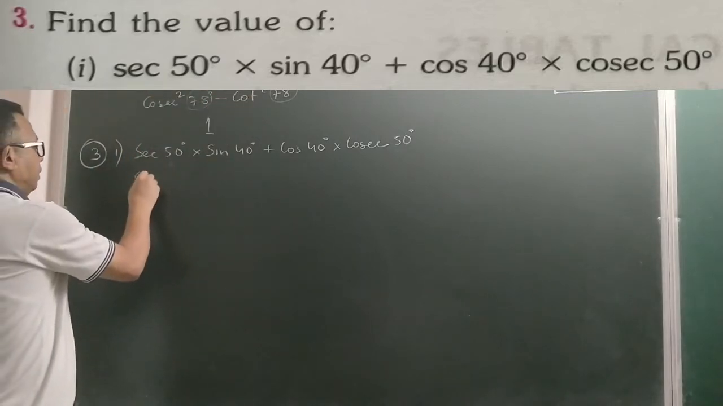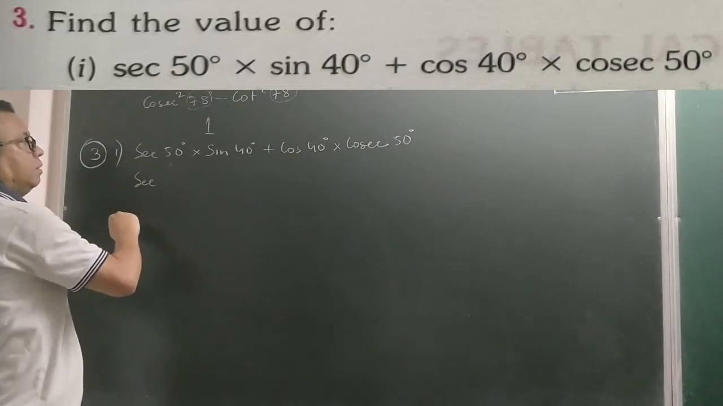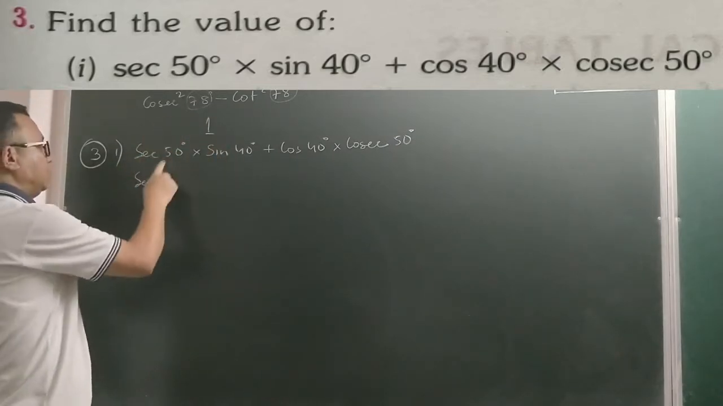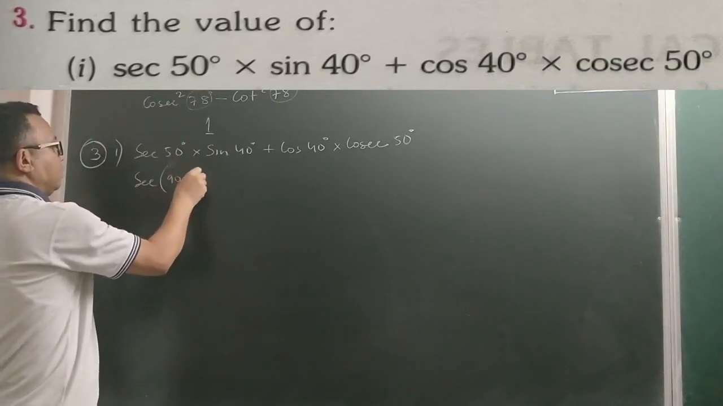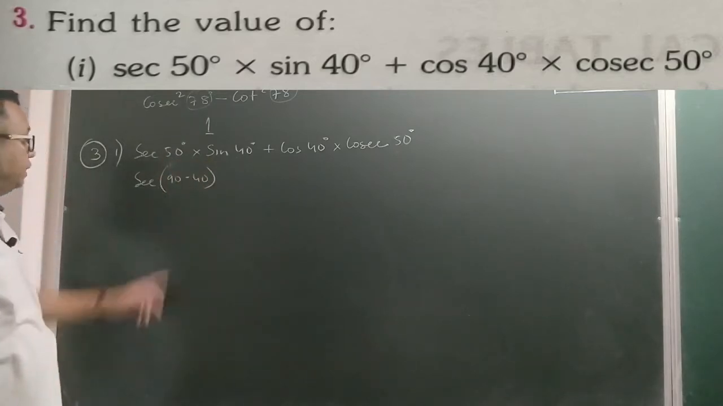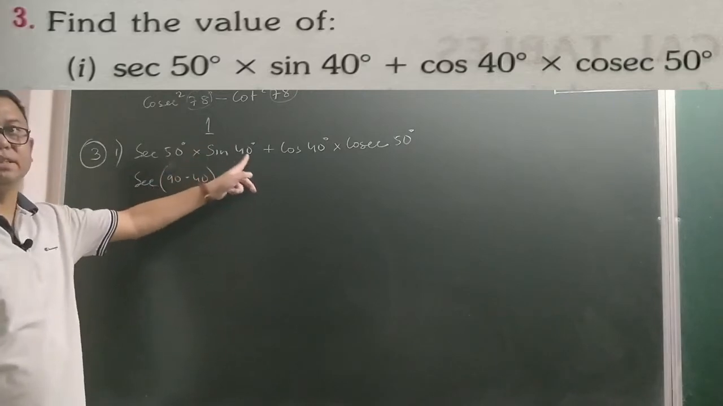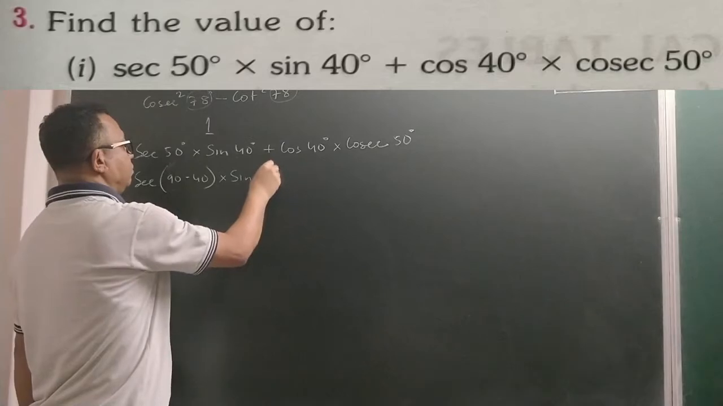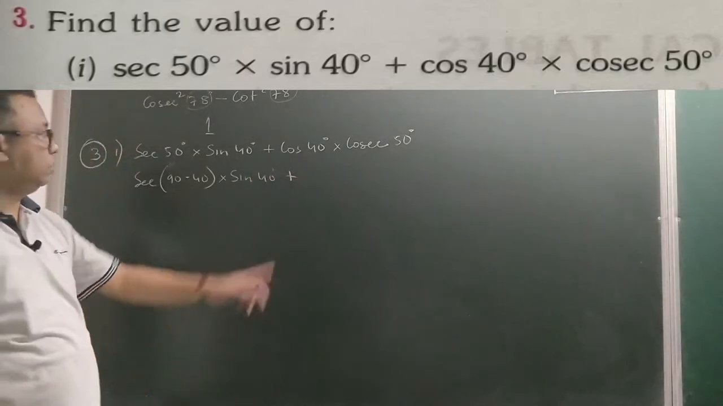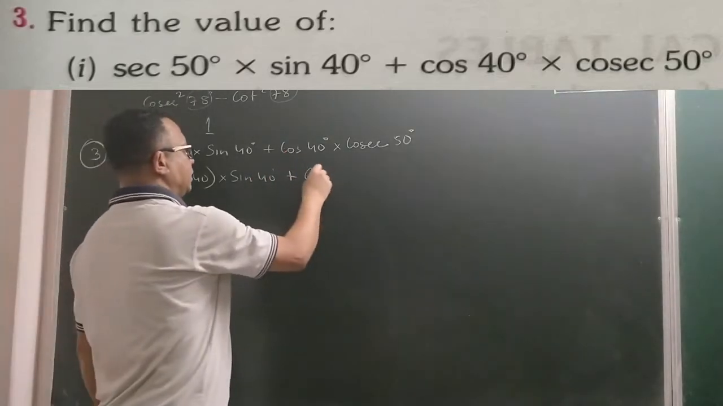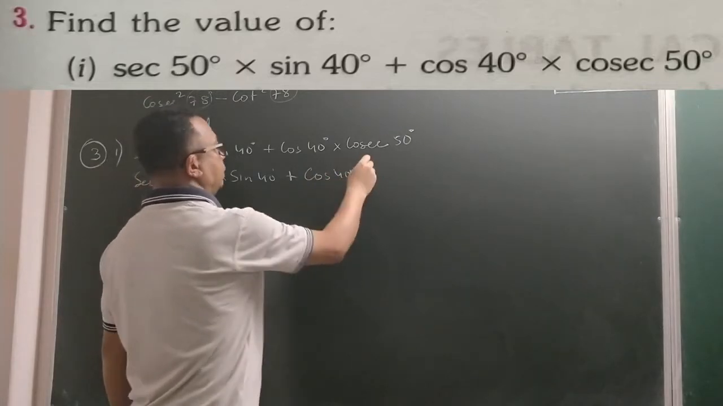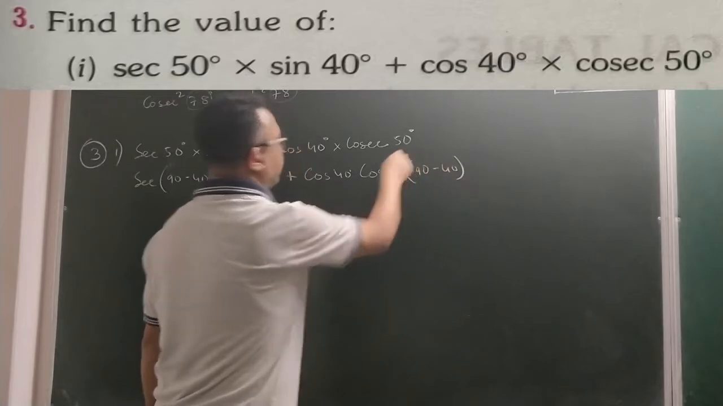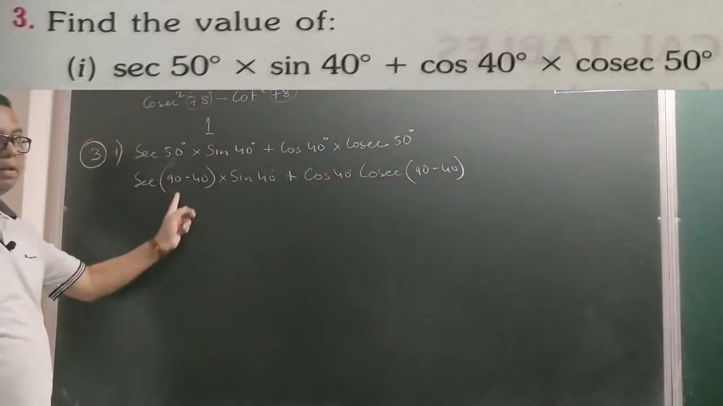Either you change this 50 into 40 or 40 into 50, it is your wish. I am changing 50 into 40. So this 50 I'll write 90 minus 40, because 90 minus 40 is 50. Since you have changed this 50, now don't change the other one. So it is sine 40 plus, again, 40 let it be as it is. I am not going to change 40, I am going to change 50, cosec 90 minus 40, because 90 minus 40 is 50. So I can now apply the formula here.